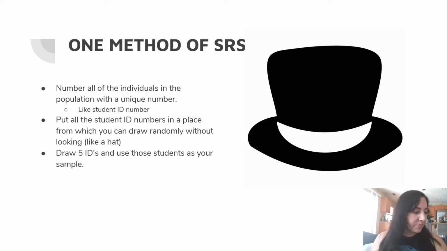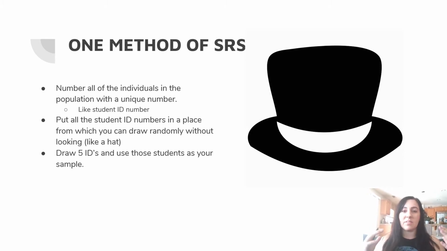Okay, so when we were last talking, we were talking about simple random sampling, right? There are 2 methods of simple random sampling. Let's look at one method.